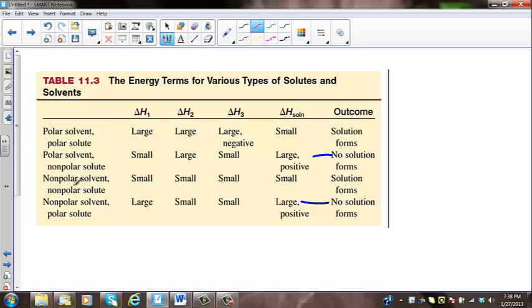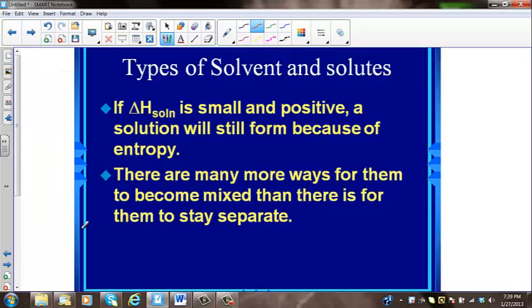Here you have a nonpolar solvent and a nonpolar solute. Again, here you can see that your delta H1, 2, and 3 are all small, and so your delta H of solution is also small. So a solution will form. And in the last one, you have a nonpolar solvent and polar solute, and again, you wind up with a net delta H that is large and positive, and therefore no solution forms. So this also helps us understand like dissolves like, because any time that we have a like polarity, we form a solution, and any time we don't, we won't.